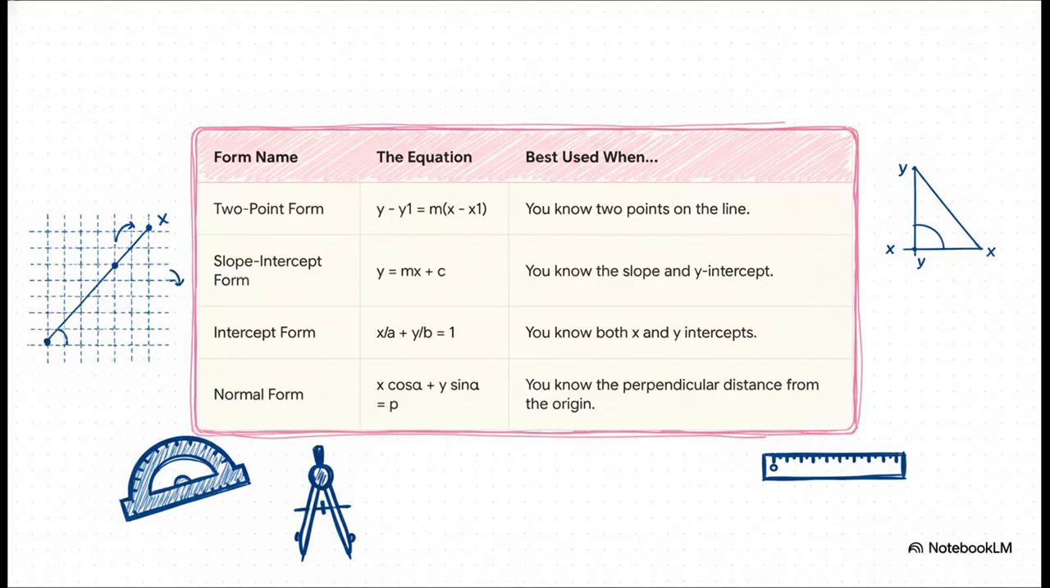And here's the thing. A straight line isn't a one-size-fits-all situation. Depending on what info you start with, you'll use a different equation. Think of these like different grips on your tool. If you have 2 points, boom, use the 2-point form. If you know the steepness and where it crosses the vertical axis, the slope-intercept form is your best friend. Know where it crosses both axes? Go for the intercept form. And for some trickier problems, you've even got this normal form. Each one is perfect for a different job.